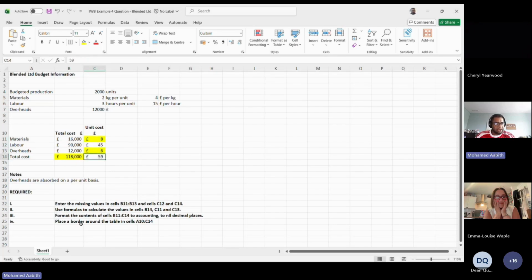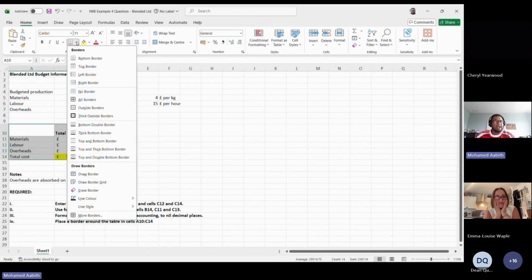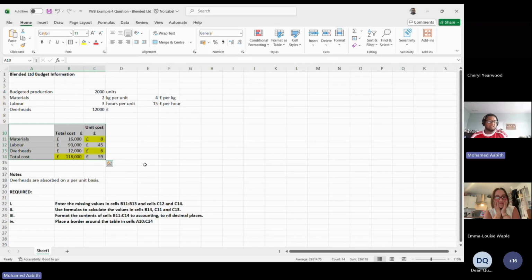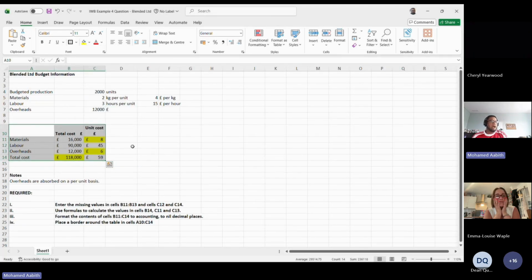They're asking you here to place a border around the table in cells A10 to C14. So here A10 to C14, I'm going to click on outside border. It says here around the table of cells, so I'll do one that way. If you want, you could have done all borders as well, or you can do thick outside border. That is also absolutely fine. So if you get that question, guys, this is how a spreadsheet will look.